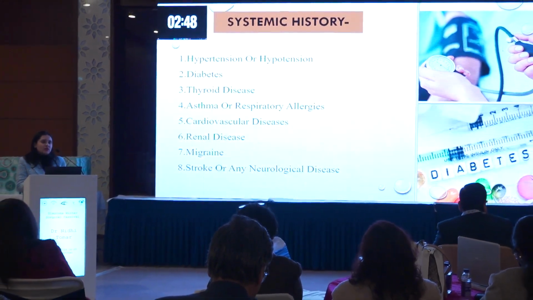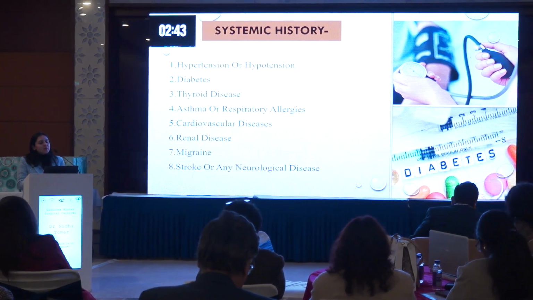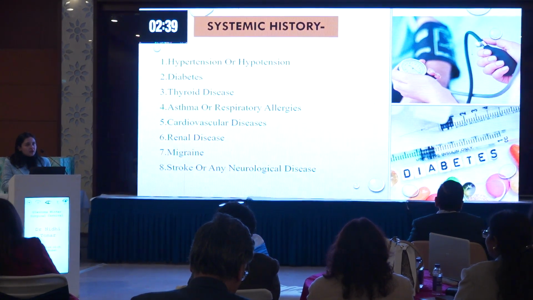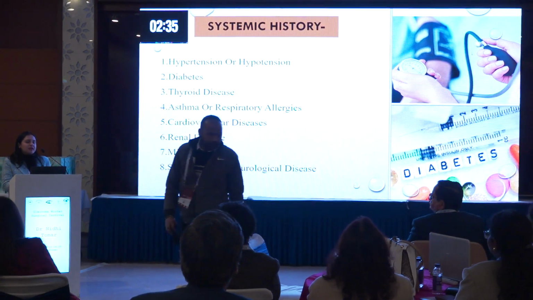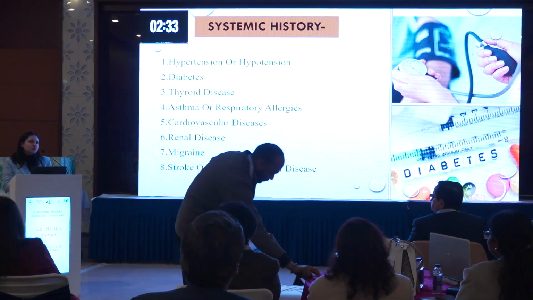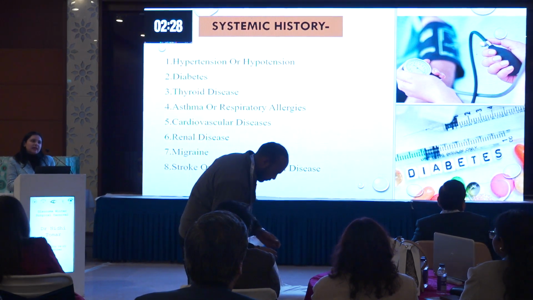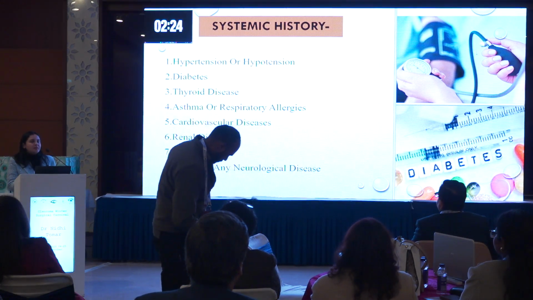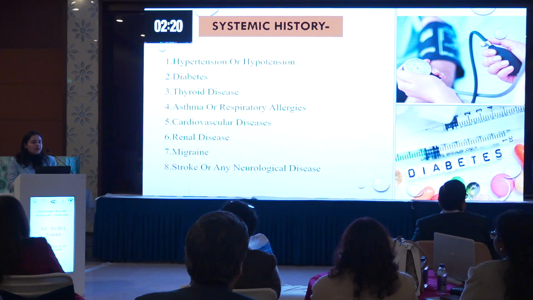Then systemic history is very important. We should ask about hypertension and hypotension both, because both are risk factors for glaucoma. Diabetes history, thyroid history also is important. Asthma history, because sometimes patients taking inhalers for asthma develop steroid-induced glaucoma. Any cardiovascular disease history, because patients taking anticoagulants may bleed if we opt for a PI procedure. And any history of renal disease, migraine, stroke, or any neurological disease is also very important.